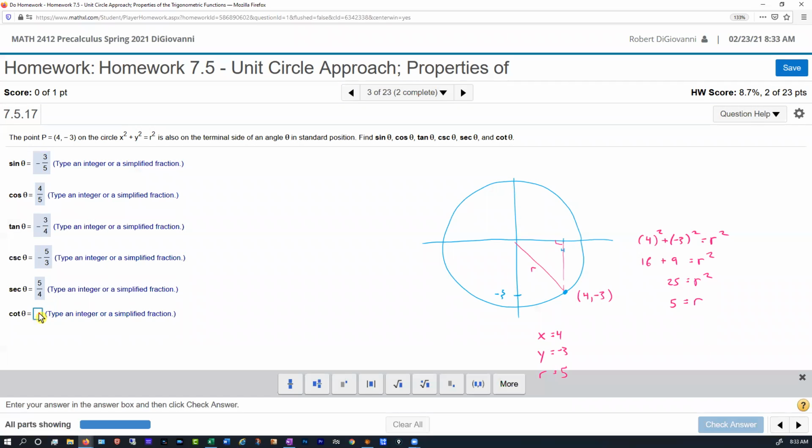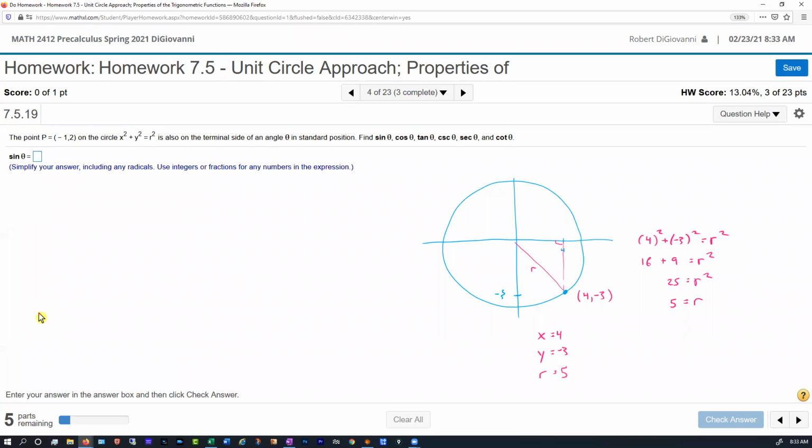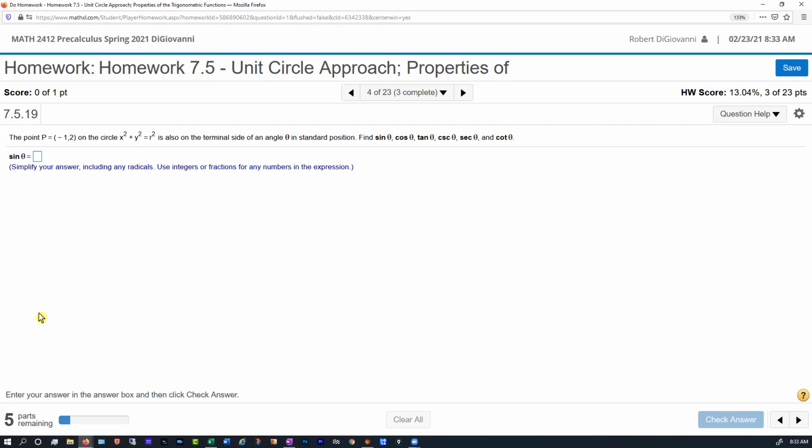And tangent flipped over, so -4/3. All right. Same thing here. We have a point. The point is the point -1, 2. So here's our point.